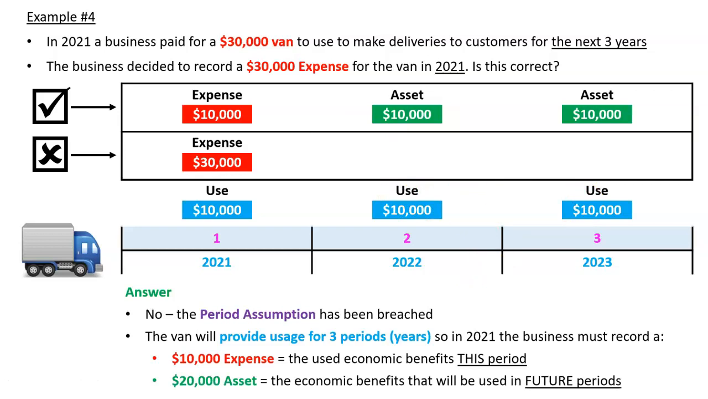And that's the beauty of the period assumption. We can now differentiate something and use this approach here, which is correct. Expense in the first year of $10,000. And then we've got unused economic benefits in the future. And that's the way it should be done. That way we're going to be matching our revenues and expenses with the correct period. And our financial reports are going to be more accurate.